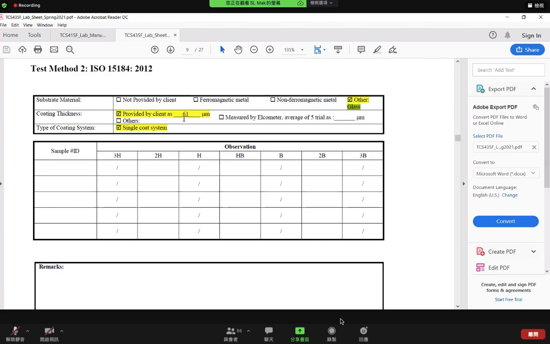And the coating thicknesses, actually, in real testing, we will use different methods to measure the coating thicknesses. For a metallic sample, we may use an ecometer. It means the surface coating thickness meter to check. Because it is not made of metal, we will use a microscope to check the cross section and then check the thicknesses.